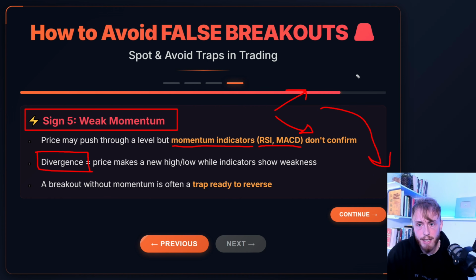So you might see a breakout. Let's say that the price goes something like this, it breaks above resistance, but maybe the momentum indicator goes something like this. So you can see lower highs on the momentum indicator, higher highs on the price. This is another clear sign that this might be a false breakout. A breakout without momentum is often a trap ready to reverse.